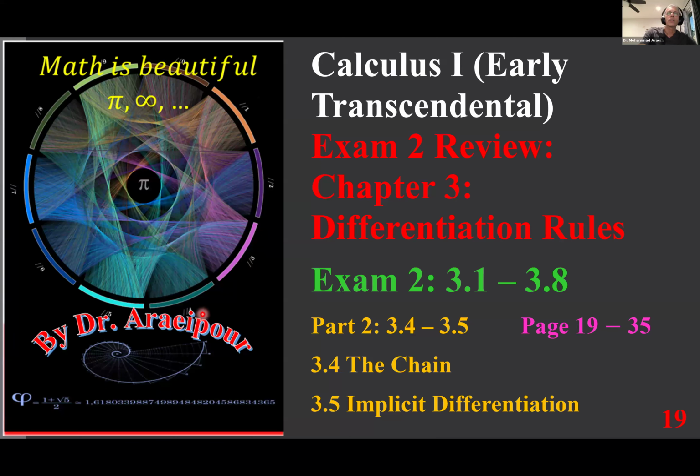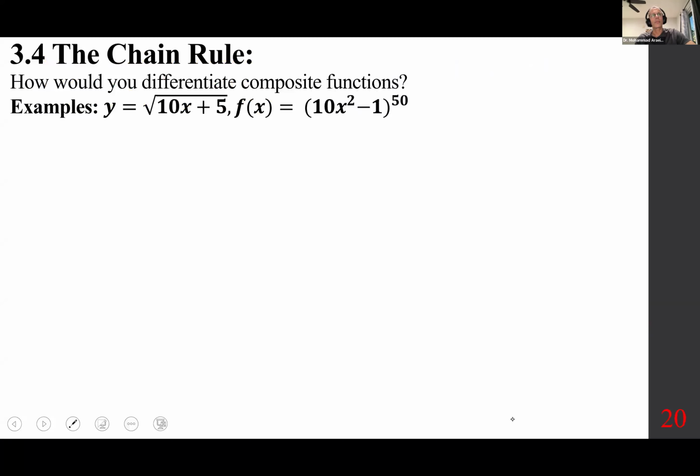Good evening, class. We are looking at the Calculus 1 Exam 2 review, Chapter 3 Differentiation Rules, which covers 3.1 to 3.8. Over here, we're going to cover 3.4, the chain rule, and 3.5, implicit differentiation. How would you differentiate composite functions such as y equals the square root of 10x plus 5, or f of x equals (10x squared minus 1) to the power of 50?